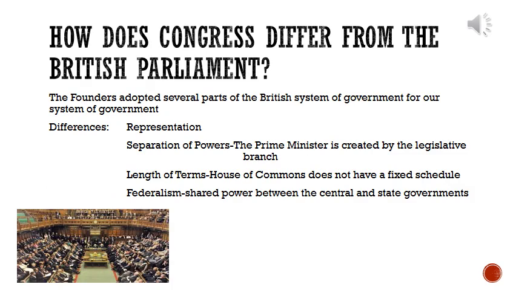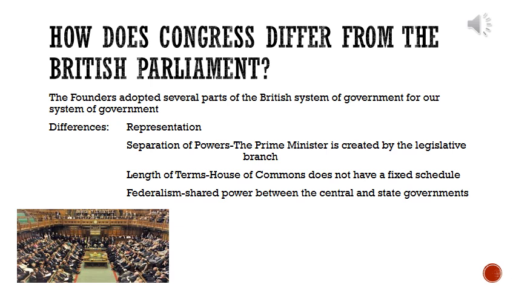Okay, so our first question is, how does Congress differ from the British Parliament? The founders all, in some way, shape, or form, have some type of ties, whether through ethnicity, legal standing, or where they went to college. All of them have some type of relationship to the British system of government. So the founders are going to adopt several parts of the British system for our system of government, but there are going to be some major differences, like separation of powers and representation.